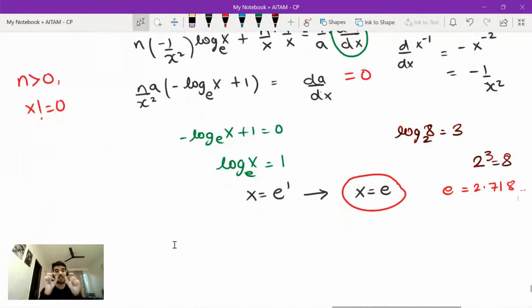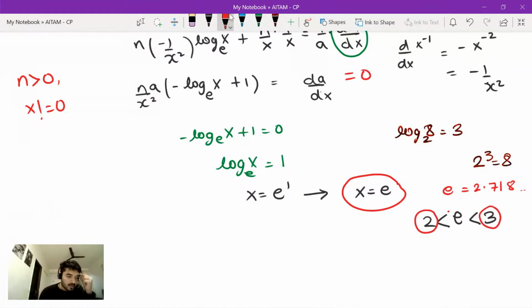Because it is not possible to select some decimal number of components from n. So this x must be an integer. And what is the value of x? This x must be either 2 or 3, whichever will give the best result, because the value of e is greater than 2 but less than 3. So I have to select either 2 or 3. These two possibilities only I have.